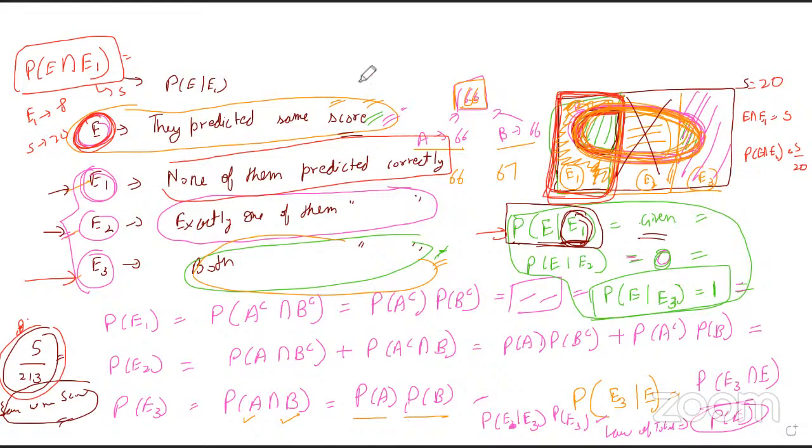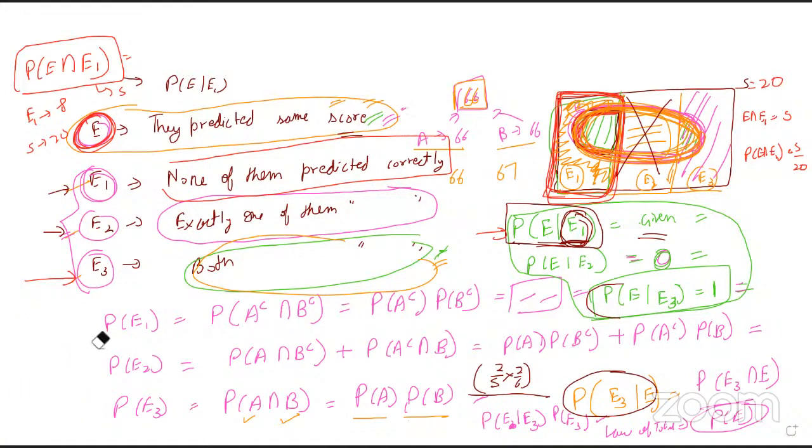You're saying it would be 2 by 5 into 2 by 6, right? This is the probability of both happening, of predicting the current score, E3. That's what we are computing, right? Probability of E3 given E, right? That is what I'm saying.